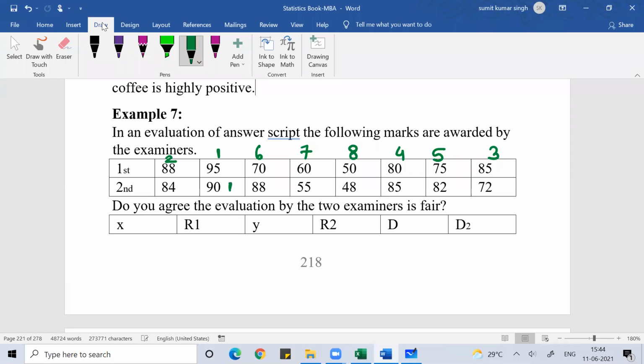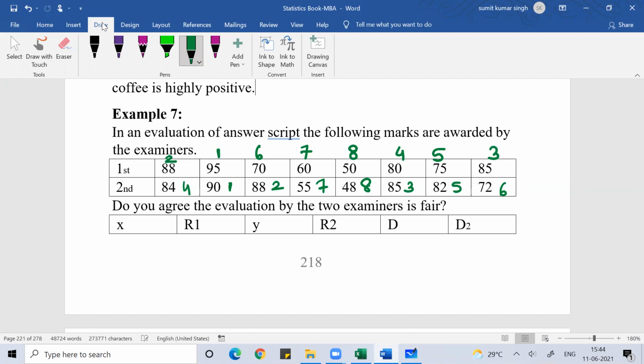In the second array of data, 90 is 1, 88 is 2, 85 is 3, then 84 is 4, 82 is 5, the fifth rank, then 72 will be the sixth one, then 55 will be the seventh one, 48 will be the eighth one. Anyone, any confusion, any doubt?